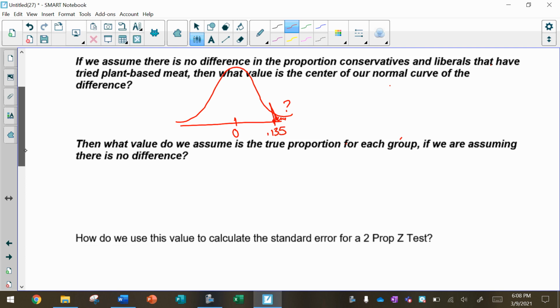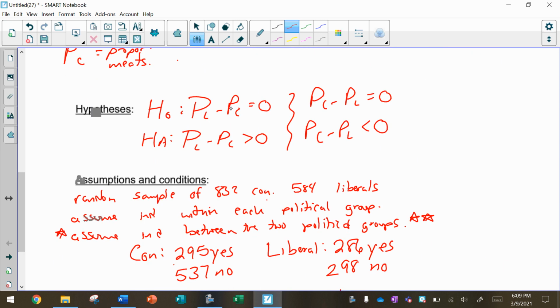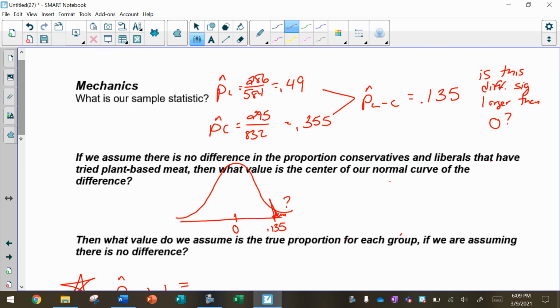Then, what value do we assume is the true proportion of each group if we are assuming there is no difference? Okay. Now, this is the one new thing that we do in this test that's different than what we did yesterday. We're going to calculate something that's called p-hat pooled.